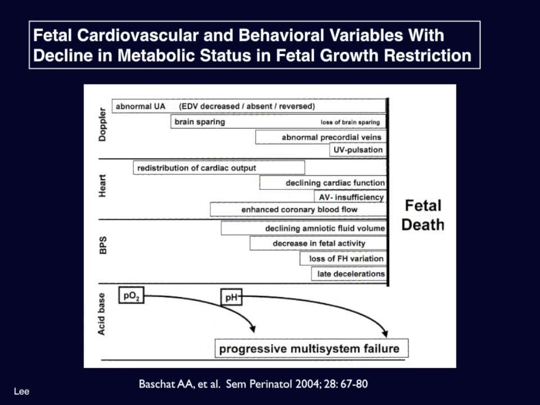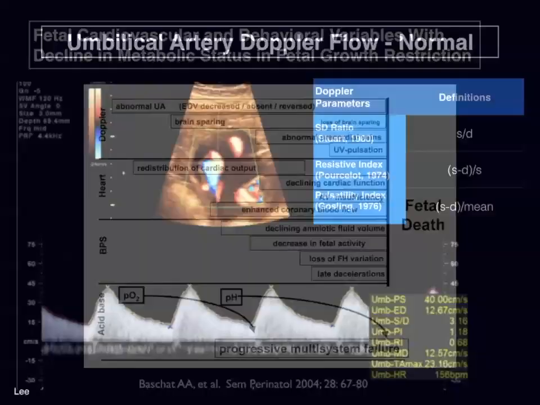In 2004, Dr. Bahtiyar summarized progressive changes in fetal cardiovascular and behavioral variables that occur with decline of metabolic status. In most growth-restricted fetuses, these Doppler abnormalities progress from the arterial to the venous side of the circulation. Obvious cardiac function abnormalities are generally not observed until the late stages of disease. The decline in biophysical variables shows a reproducible relationship with acid-base status. If adaptation mechanisms fail, then stillbirth ensues.